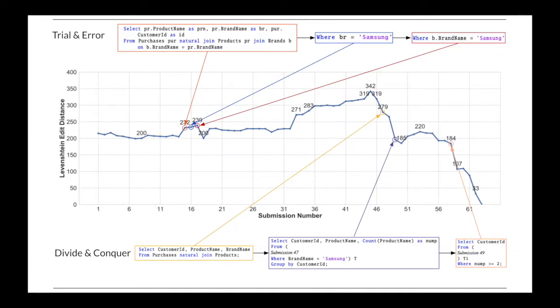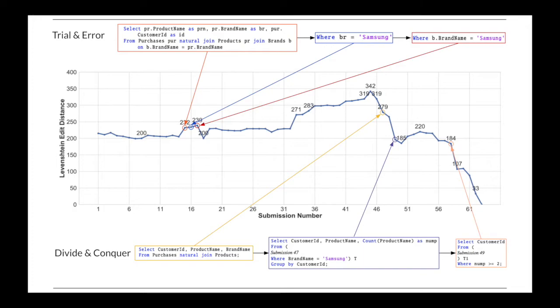We found that students generally take 2 different approaches at tackling a SQL problem, trial and error and divide and conquer, or a combination of the 2. In the middle, we present an example of a visualization created by our submissions visualizer, which depicts the Levenshtein edit distance between the current submission number with the final submission.